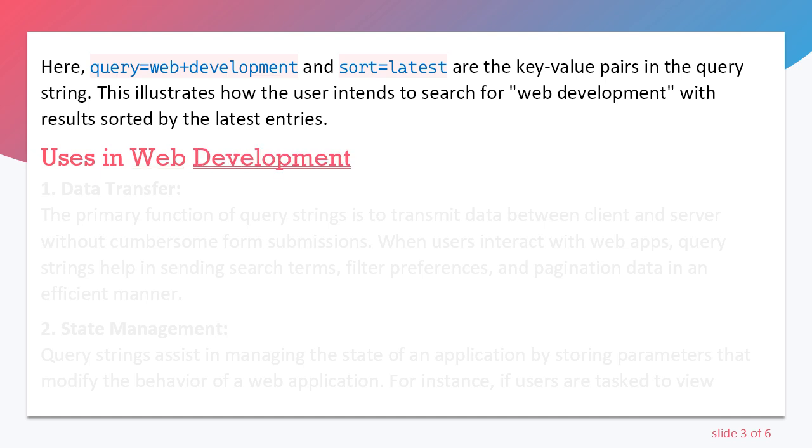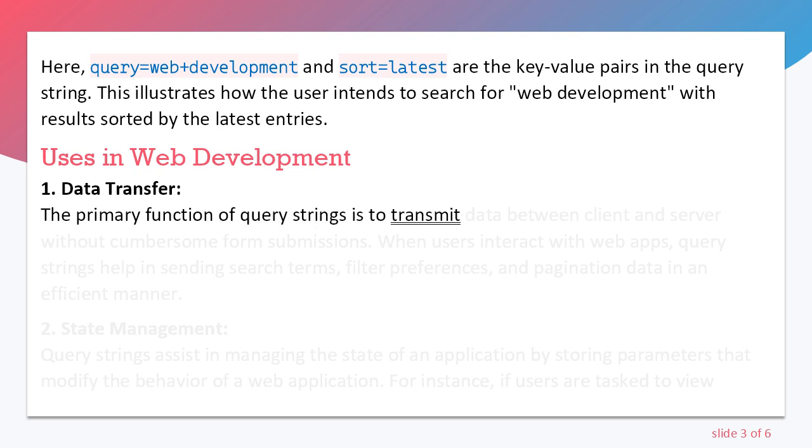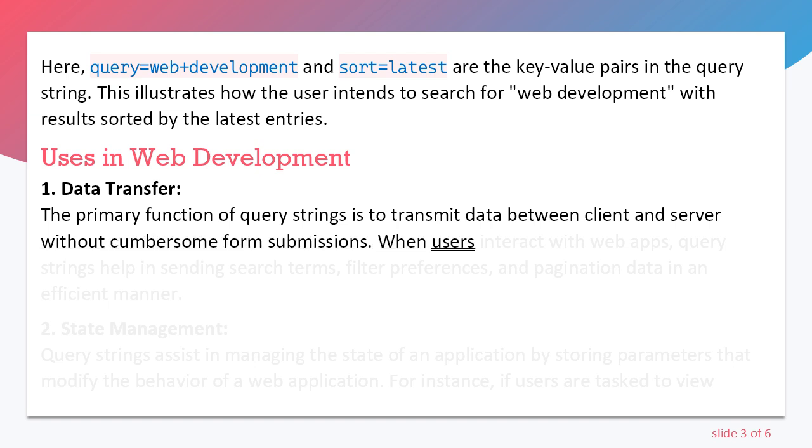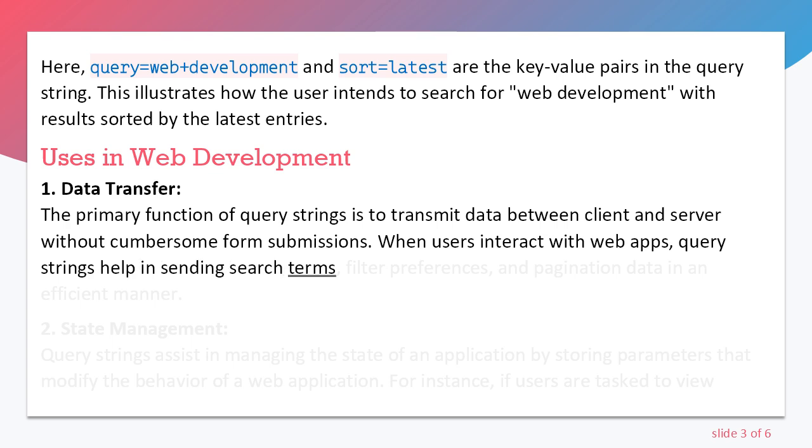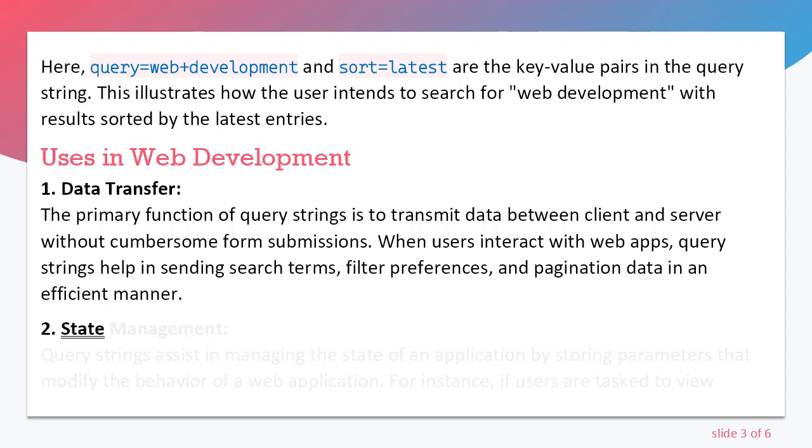Uses in web development. 1. Data transfer. The primary function of query strings is to transmit data between client and server without cumbersome form submissions. When users interact with web apps, query strings help in sending search terms, filter preferences, and pagination data in an efficient manner.